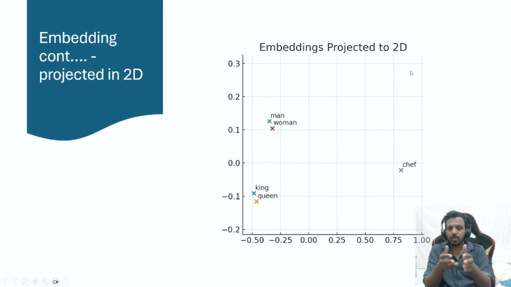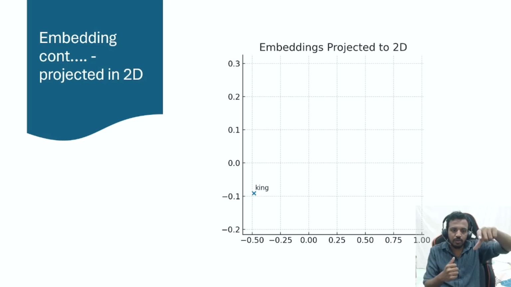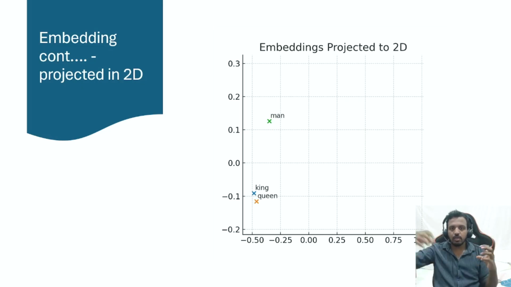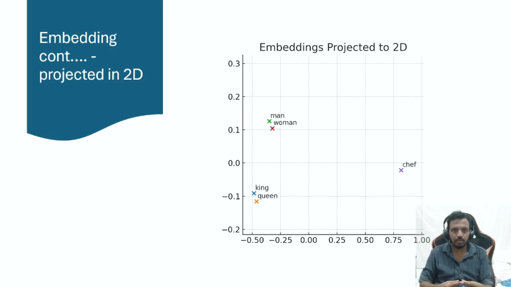If men and women are at one place, then king and queen should also be at one place. So that's what attention layers help us with: man is to woman, king is to queen. So why are king and queen in different locations? It should be closer. That's what the attention layer, back propagation, and feed forward layers, all these MLP layers, are there in the neural networks, which we'll understand slowly.